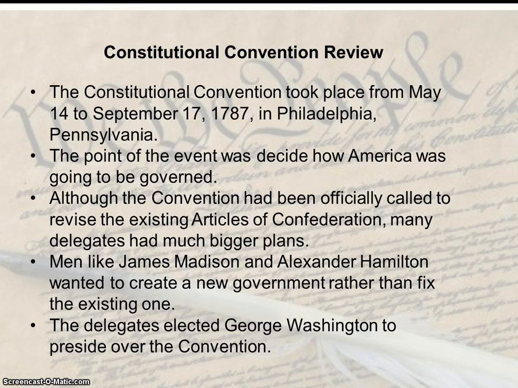They elect George Washington to preside over that convention. Again, the key point is to remember that it was initially to revise the articles, not to come out with a completely new document.